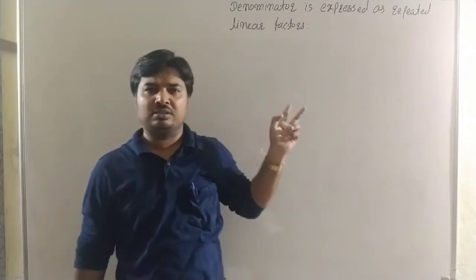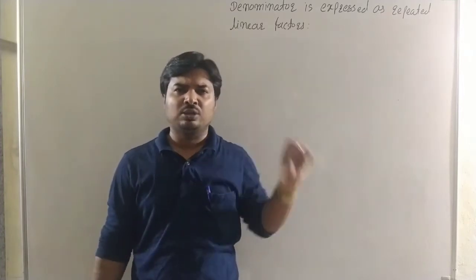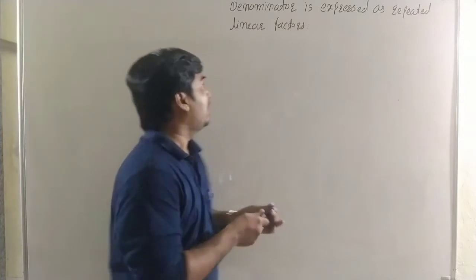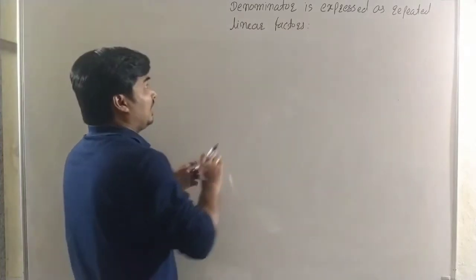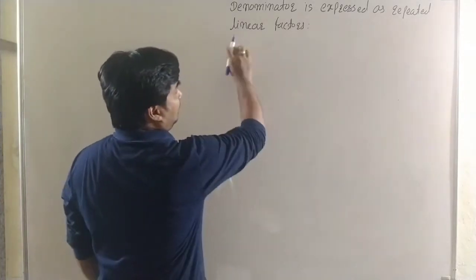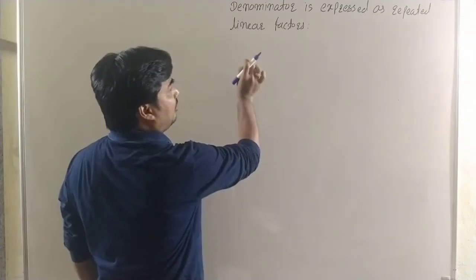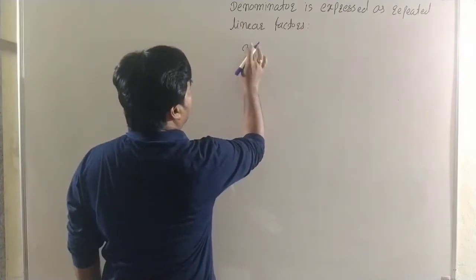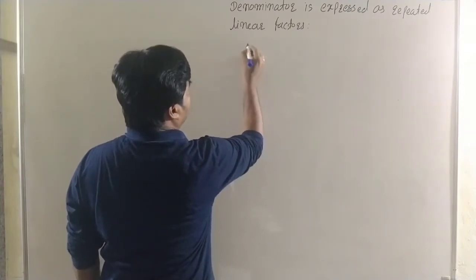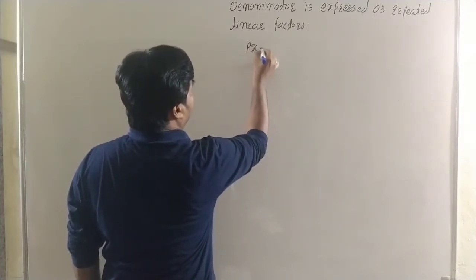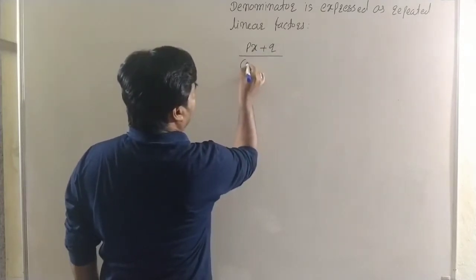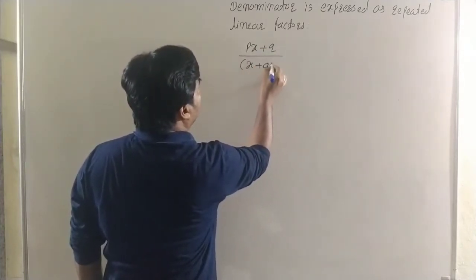Now in this lecture we discuss examples in which the denominator is expressed as repeated linear factors. That is, the repeated linear factor. There are 2 repeated linear factors or 3 repeated linear factors. Here, any function in rational form, we can take it as px plus q upon x plus a whole square.